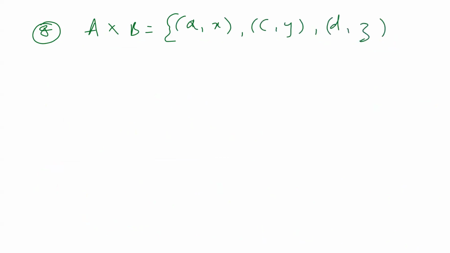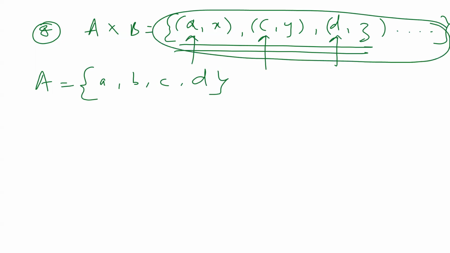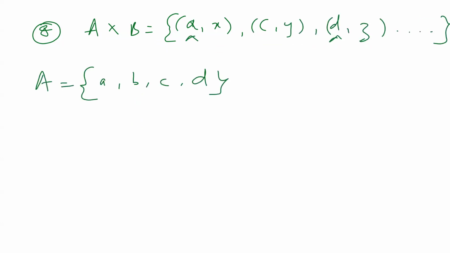Some elements of A cross B are (A,X), (C,Y), (D,Z). So these are some of the ordered pairs, not all. Only 3 ordered pairs are given; the rest are not given. Now A is given as {A, B, C, D}, so the first components are A, B, C, D. B is not mentioned anywhere in the ordered pairs, but it is mentioned in the given part, so B has to be one of the objects in A.